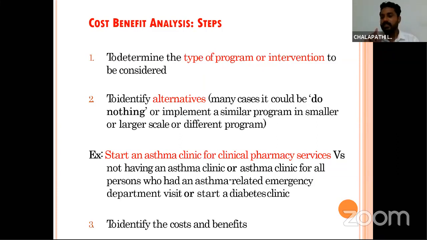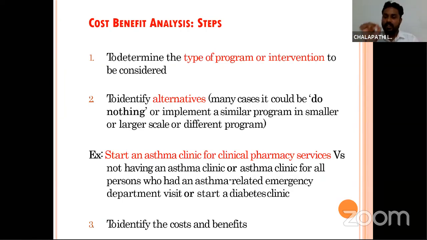His daily income is 1,000. Before he goes to the hospital, before I start the asthma clinic, he was missing 5 days. So he was missing rupees 5,000 from his salary. After I start the intervention, he is missing only 2 days. So he is missing only 2,000. The other 3,000 he is earning, he is getting benefited. This is how I convert my benefit into monetary units.